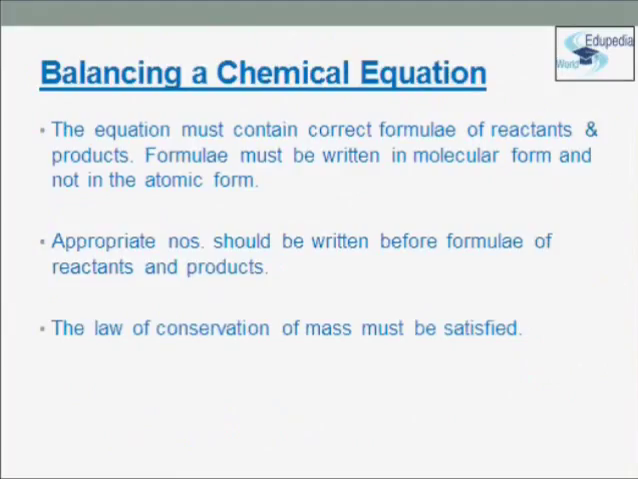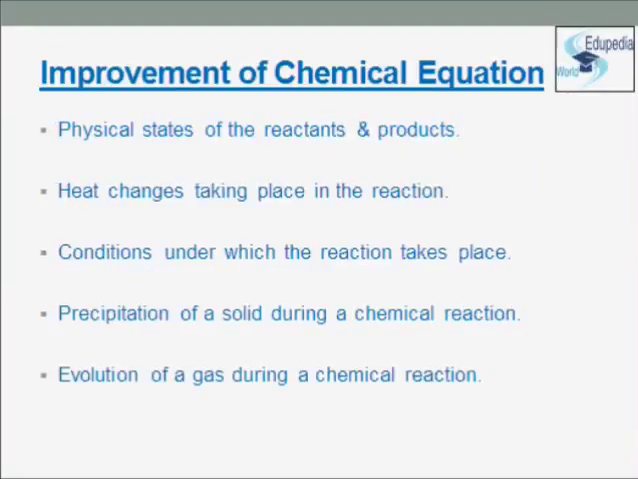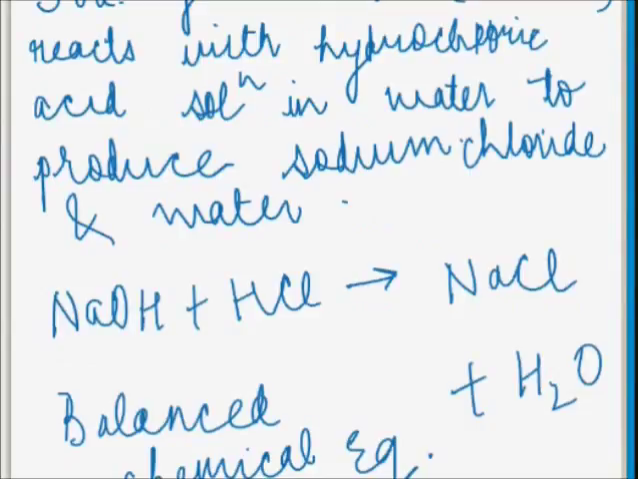Now the next question which arises in our mind is how we can improve, or we can say how we can make a chemical equation more informative. So a chemical equation can be made more informative in the following ways. Physical states of the reactants and products. There are four physical states for reactants and products of a chemical reaction. They are solid, liquid, aqueous solution and gas. So it can be written in small letters in italic, enclosed in brackets and placed immediately after formulae in reactants and products. We can see it like this.